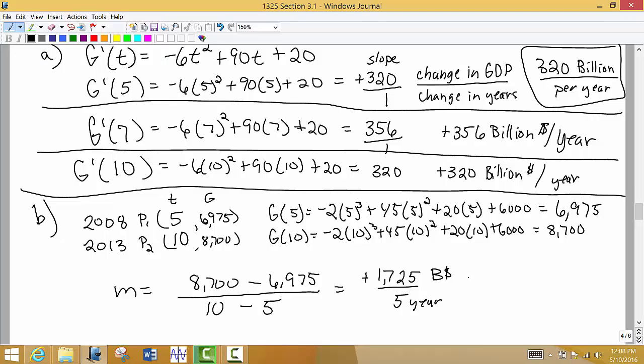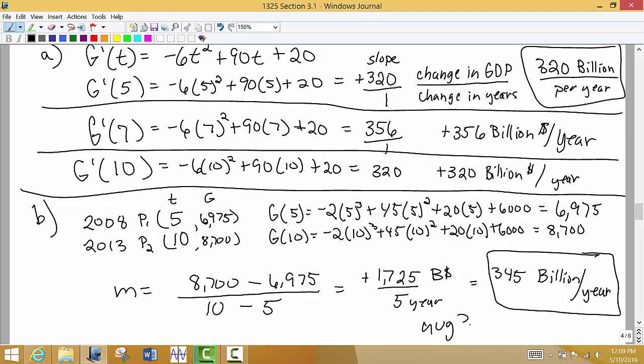What were we increasing actually per year then on average is what we want to know. So on average, I'm just going to write AVG there. On average then per year, I'm just going to throw that into my calculator and I get $345 billion per year is how much the gross domestic product was changing over the course of those 5 years. And remember, this is an average rate of change. So we were increasing, on average, $345 billion per year.